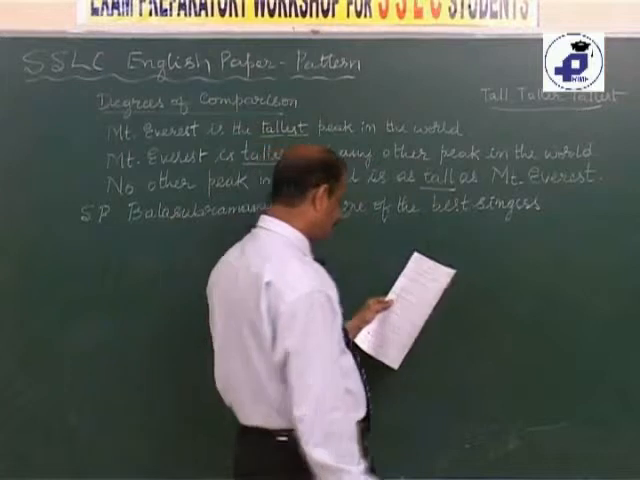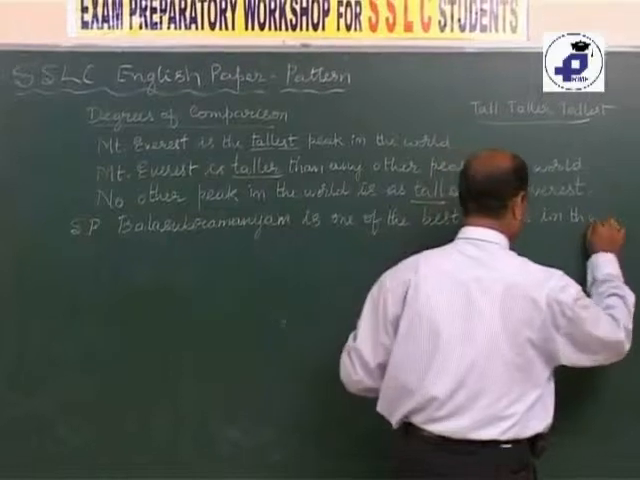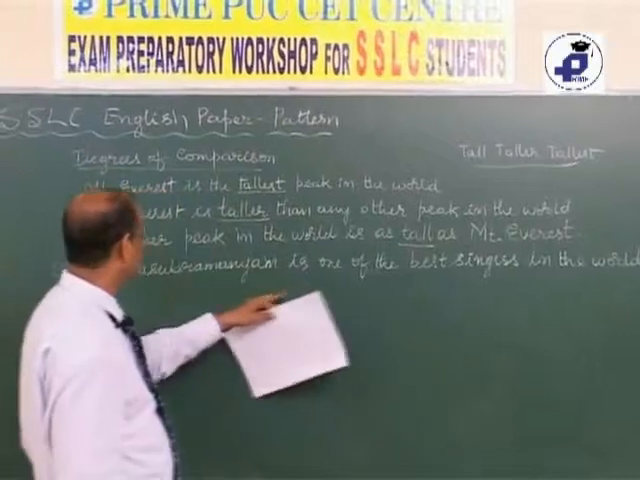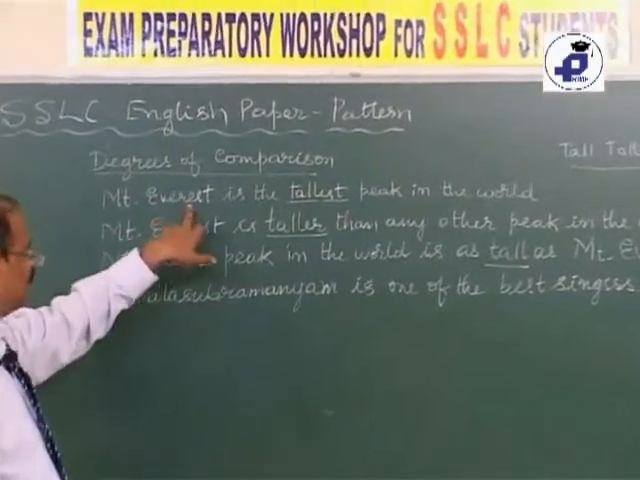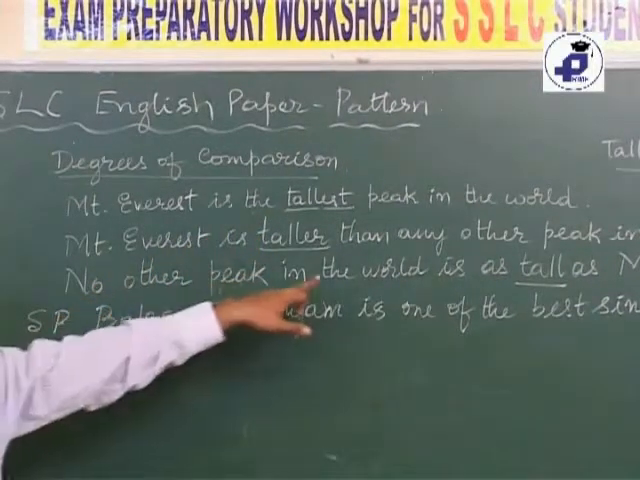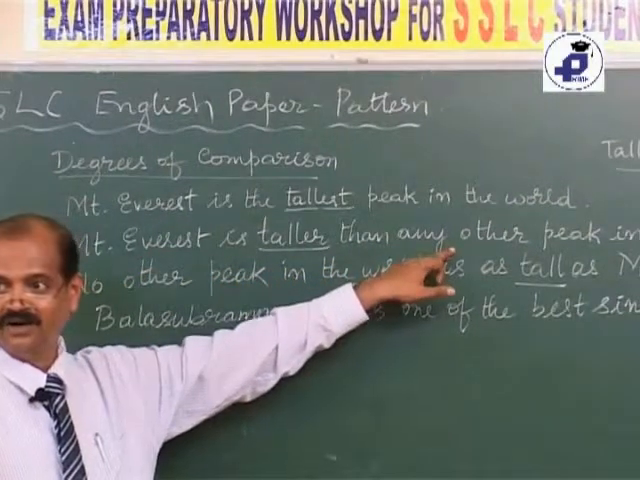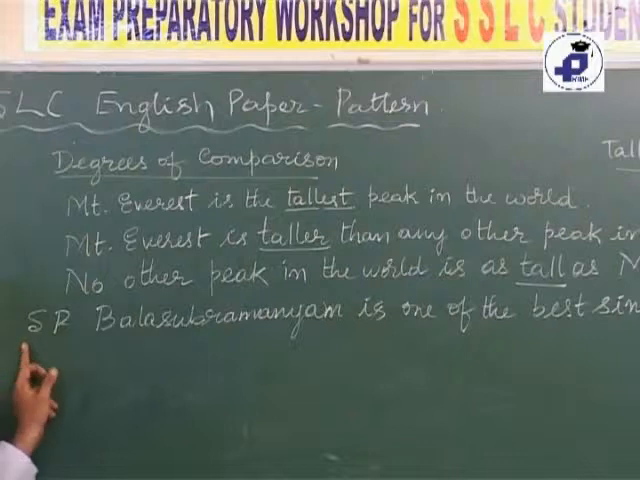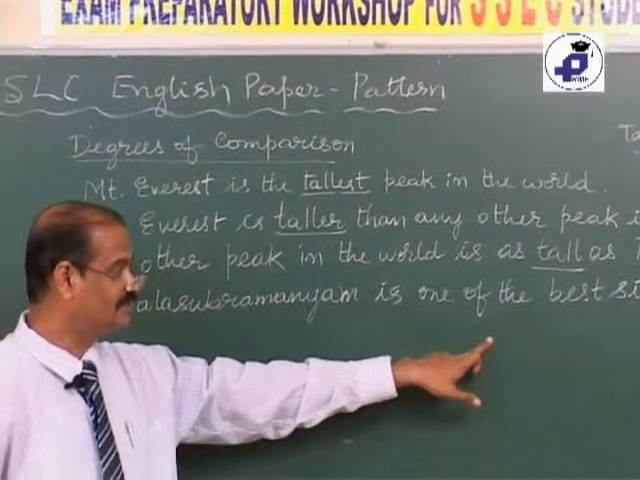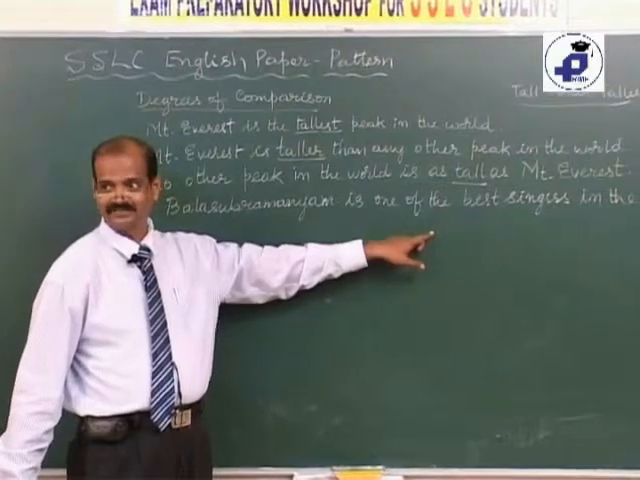S.P. Balasubramaniam is one of the best singers in the world. Okay, this is a sentence. Now see, in the earlier sentence, Mount Everest is the tallest peak in the world. That means no other peak in the world is as tall as Mount Everest, or Mount Everest is taller than any other peak in the world. But here there is a difference in this example. Here S.P. Balasubramaniam is one of the best singers in the world. That means there are other best singers also. So therefore I have taken this as an example.